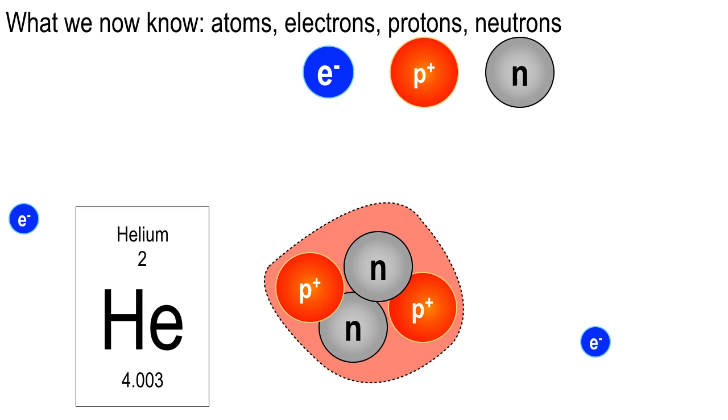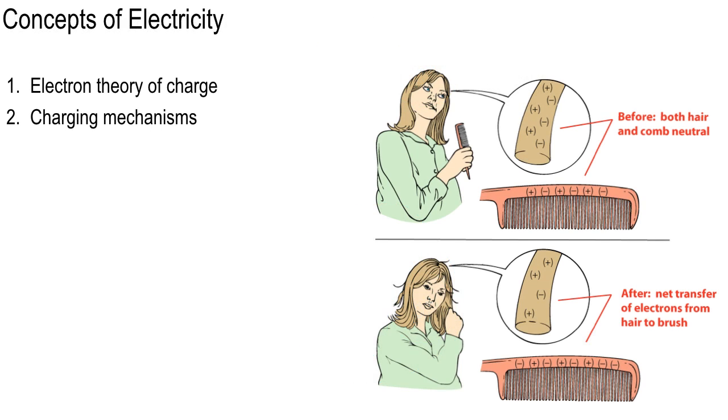The electron is approximately 1/2000th of the mass of a proton or neutron. The neutron and the proton are almost the same. Divide that mass by 2,000, and that gets you about the right mass of an electron. Now, let's talk about how you charge things up.